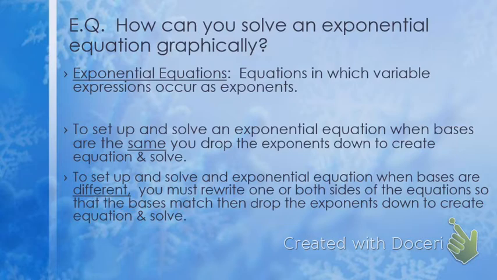Now, an exponential equation is an equation in which a variable expression occurs as the exponent. Now, we need to break this apart because if you don't understand this definition, then you're not going to really understand what you're looking at. So let's go right here in the definition where it says a variable expression. Now, we already talked about an equation. An equation has an equal sign. What does an expression not have in it, though? An expression does not have an equal sign. Okay, good.